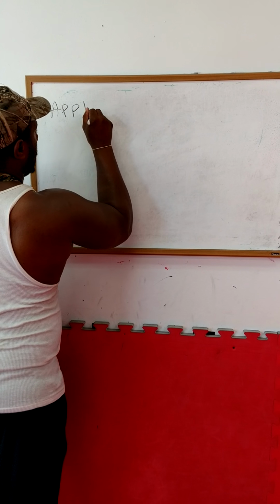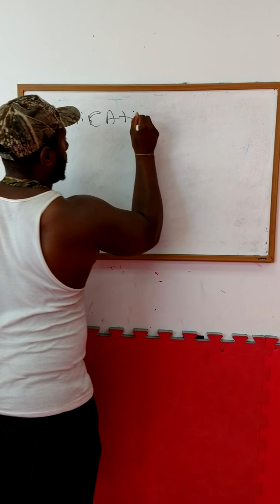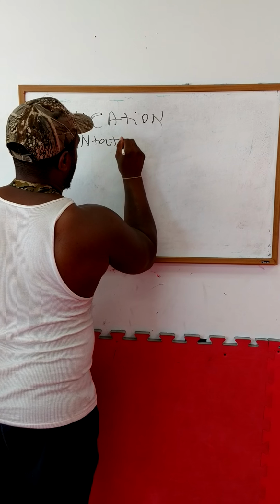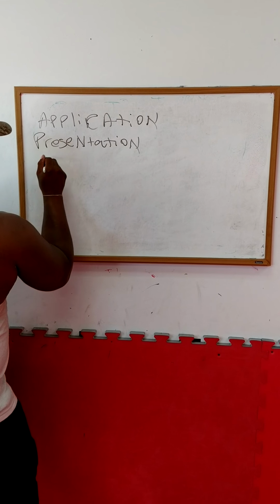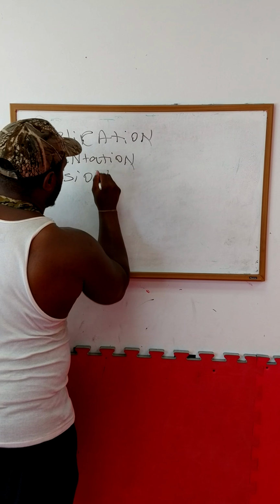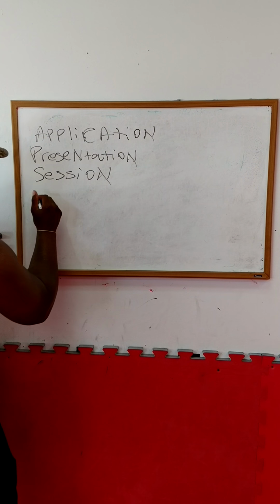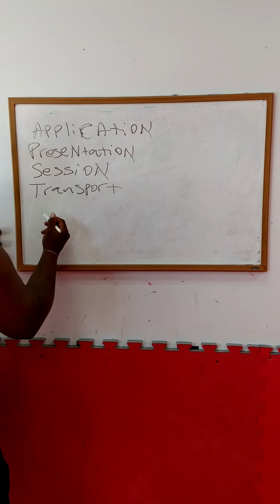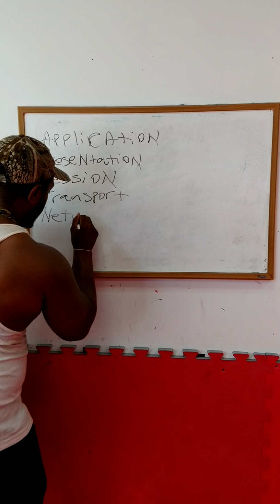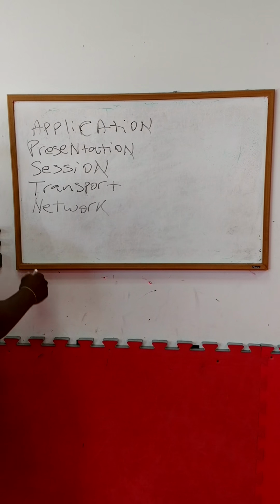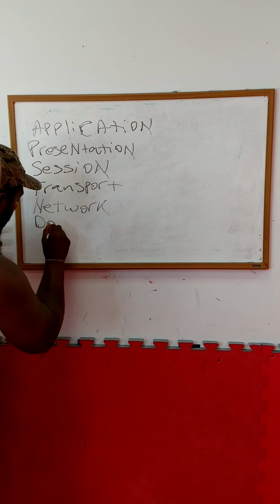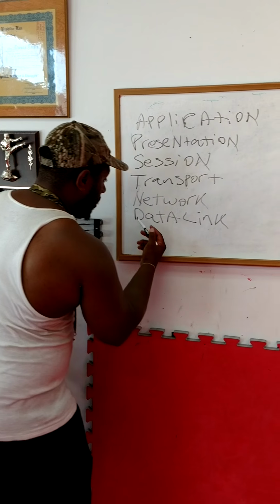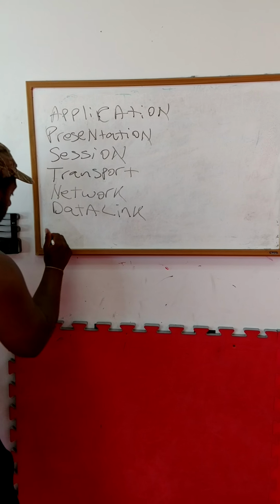application layer, presentation layer, session layer, the transport layer, the network layer, and the data link layer. Now, this is very important. You have to know this off the top of your head. This has to be ingrained into your psyche. The network layer, the data link layer, and the physical layer.